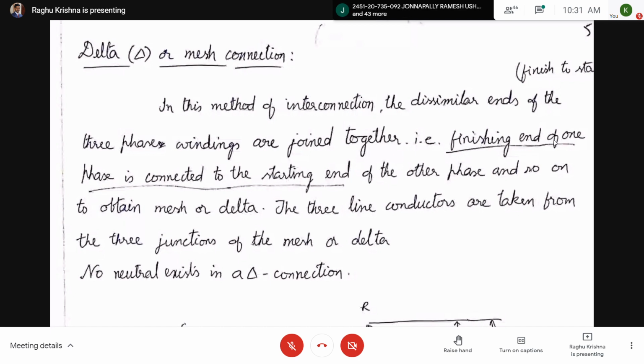Whereas in delta, the dissimilar ends of the coils are connected together. That means the finishing end of one phase is connected to the starting end of the other phase. So like that, if you view the connection, you are going to get a delta connection.